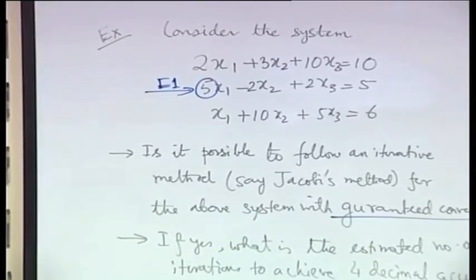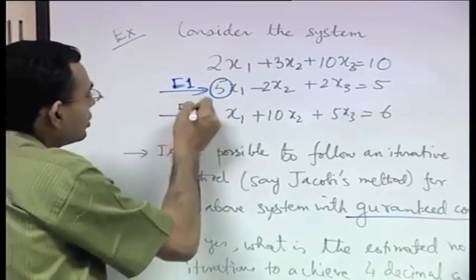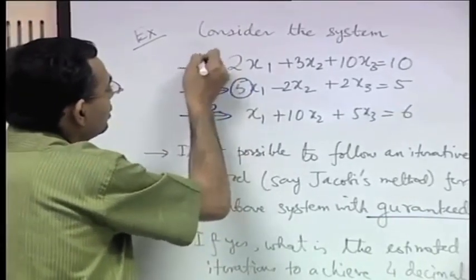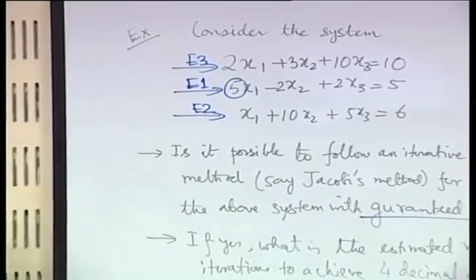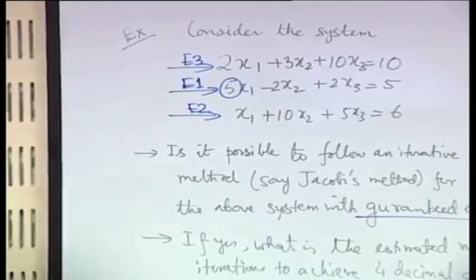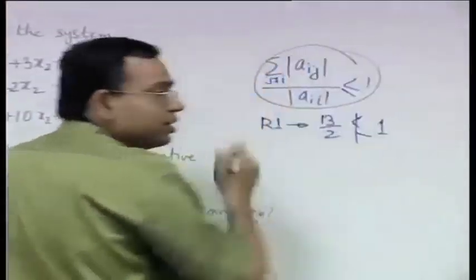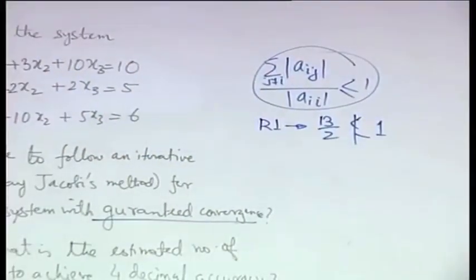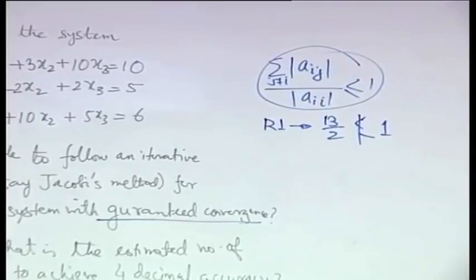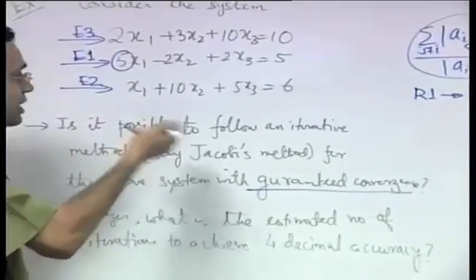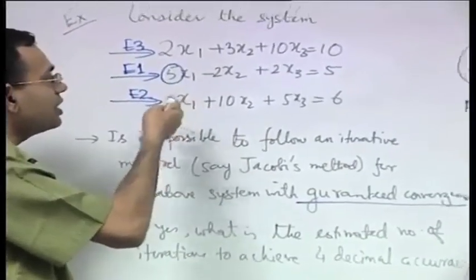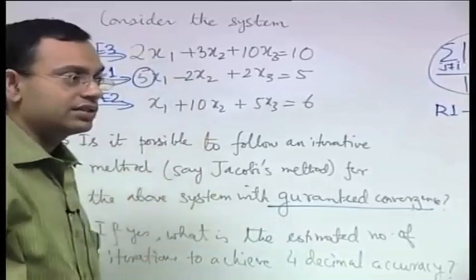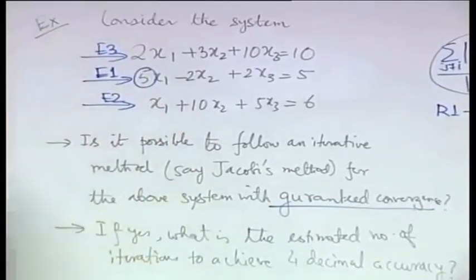Which has the second coefficient as highest? The third one. So, let us make it equation 2, and the first one let us make it equation 3. If you make it in this way, you see that this criterion is satisfied by all the 3 equations. So, the answer to the first question is yes, it is possible to follow an iterative method for the above system with guaranteed convergence, but after reordering the equations, not in the original order.